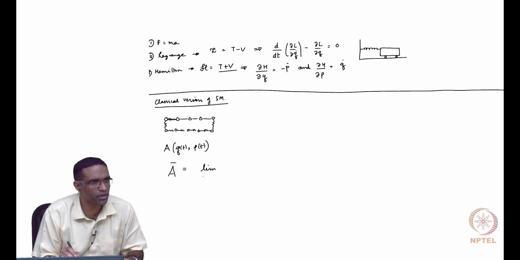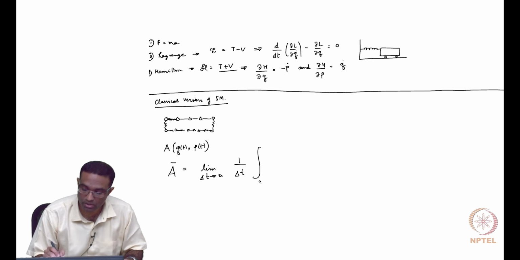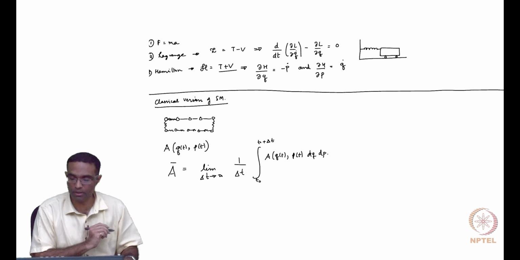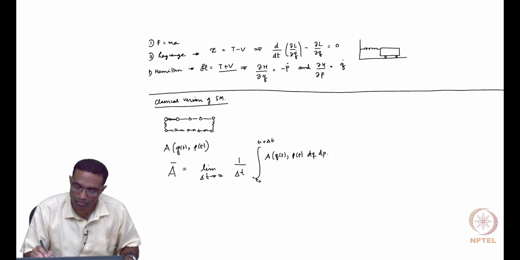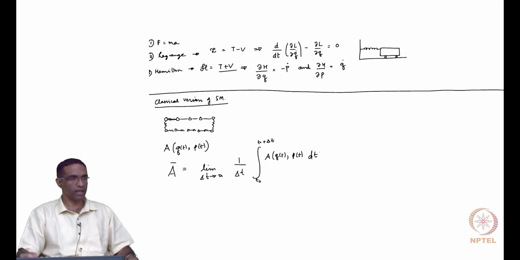So what did I say here? I think I wrote this expression down as well. It was the limit delta t tends to infinity, a very large value of delta t, integrate from t naught to t naught plus delta t, A of q of t comma p of t times dq dp, right? Or rather not dq dp, maybe dt, right, because A becomes a function of time when you write it like this.